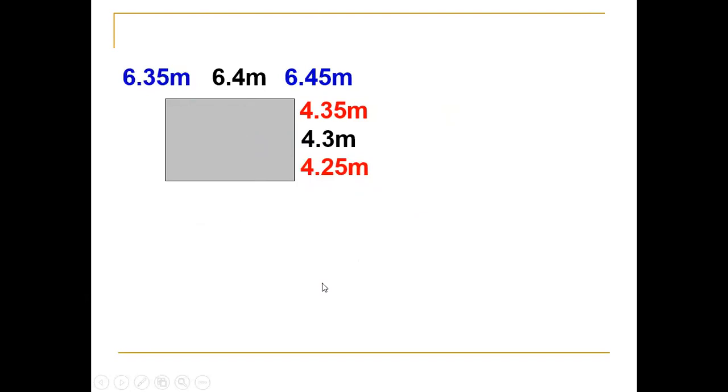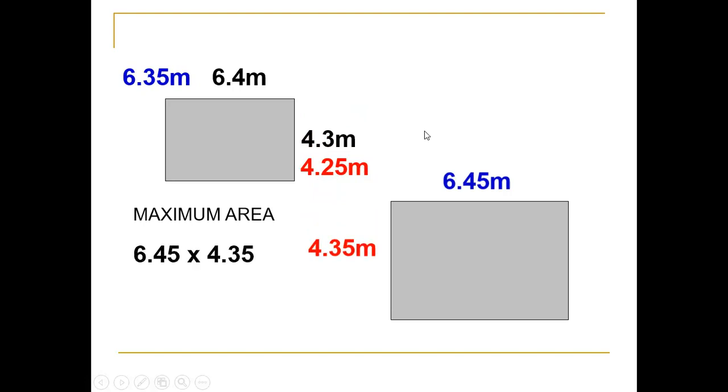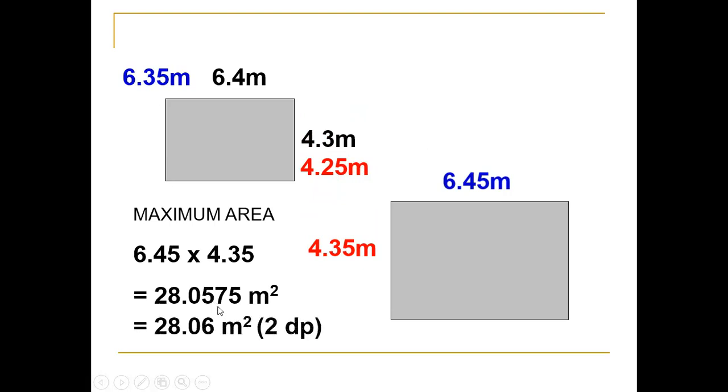And how about the maximum area? So the upper bound, take the bigger ones. There you go, 6.45 and 4.35. Bang, there you go. Okay, 28.0575. We want to make it into 2 decimal places, 28.06. Oh, so this is the prediction? Yeah, you just predict the number.